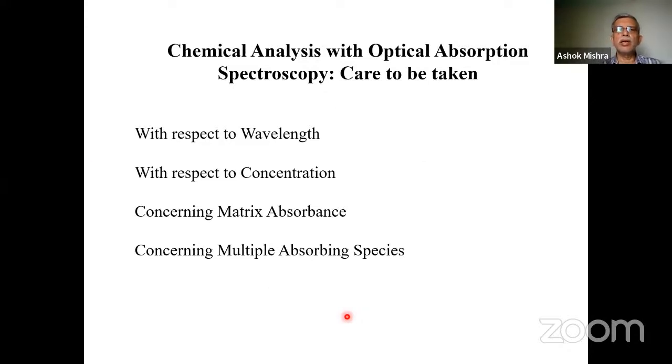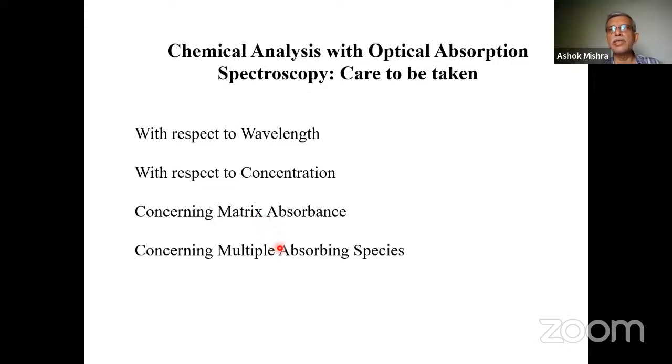So there is a lot of care to be taken when you're going for chemical analysis with optical absorption spectroscopy. You have to choose the wavelength right, so that the species that you are going to measure has very intense light absorption at that point. The spectrum of that should have a very big peak there. With respect to concentration, you have to be careful that the concentration is not large enough that you start going beyond the Beer-Lambert law's validity. It should be lesser. The matrix absorbance, the background absorbance, has to be taken care of. Otherwise, data will be wrong.